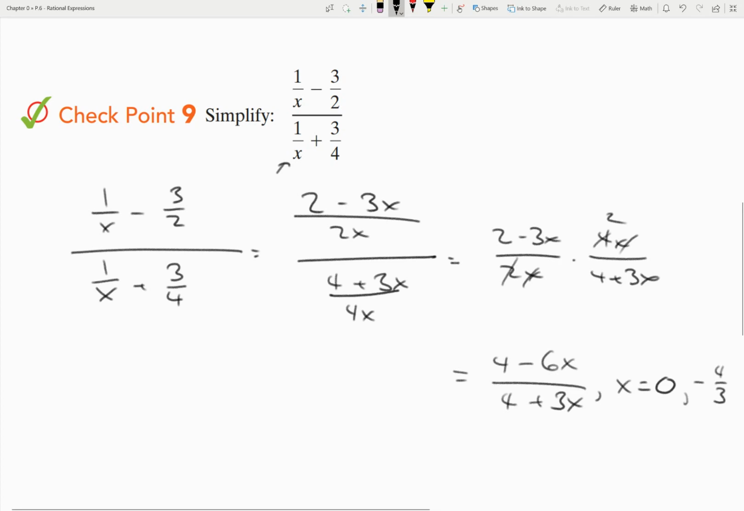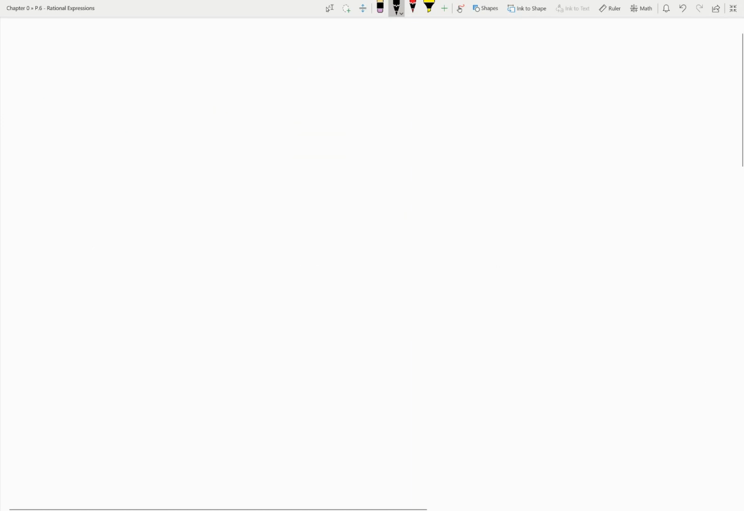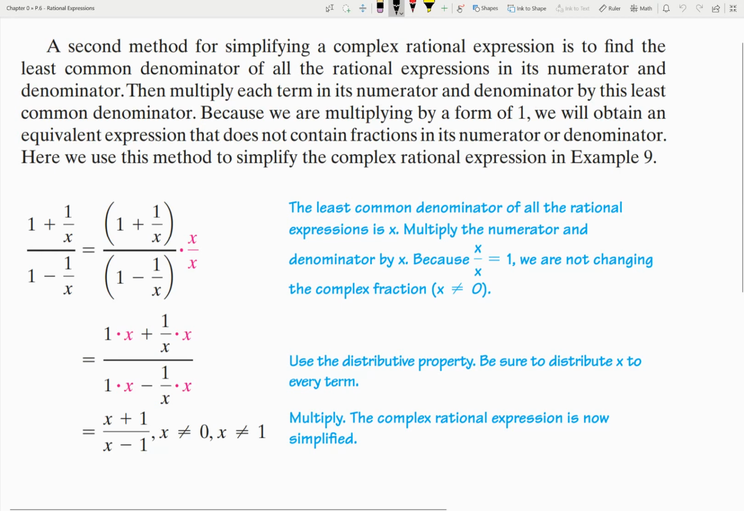Okay. Now, personally, I think that method is a little bit more difficult than this method. So a second method for simplifying a complex rational expression is to find the least common denominator of all the rational expressions in the numerator and the denominator. Then multiply everything by this least common denominator, and it has the effect of clearing all the fractions. So we saw that the least common denominator in the first problem was x.